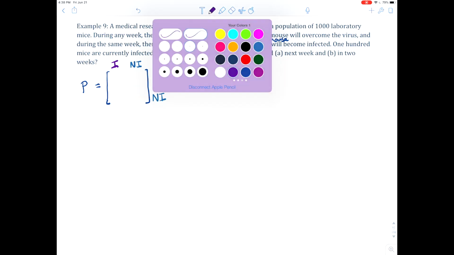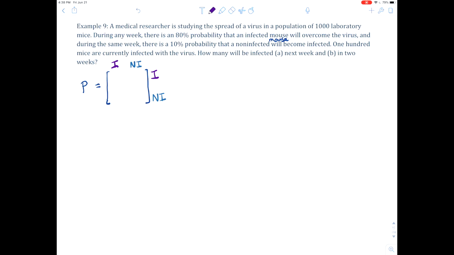And then it goes across like that too. So infected, non-infected. The entry in the first row, first column is going to be a mouse that started off infected, stayed infected. Okay. First row's second entry would be a non-infected mouse. It started off well and then it got sick, so it switched to the infected state.